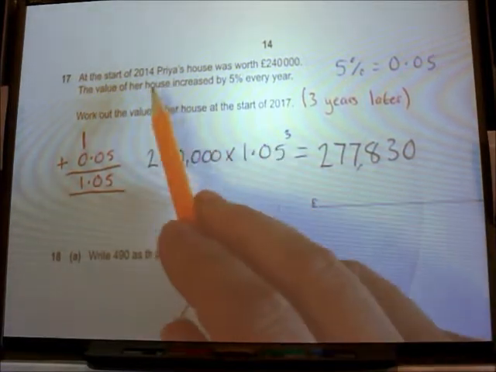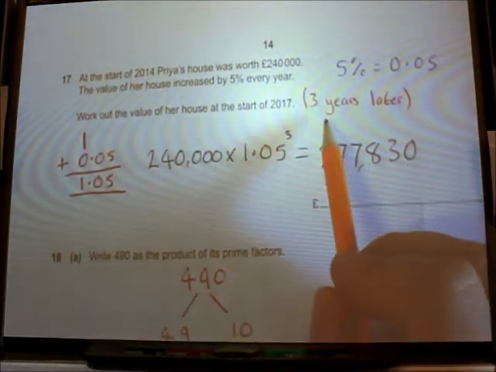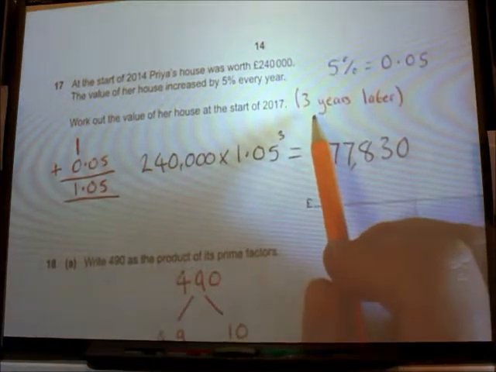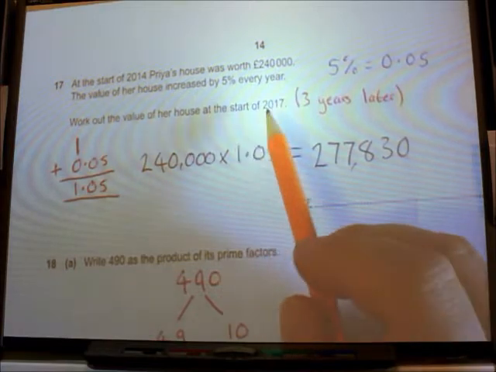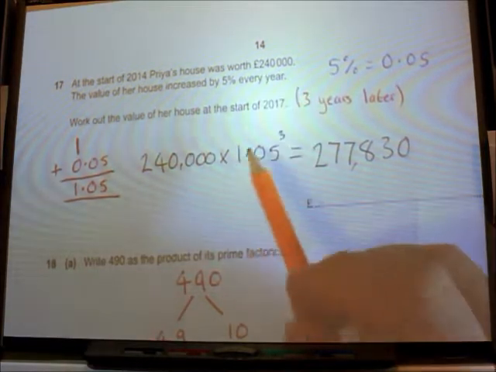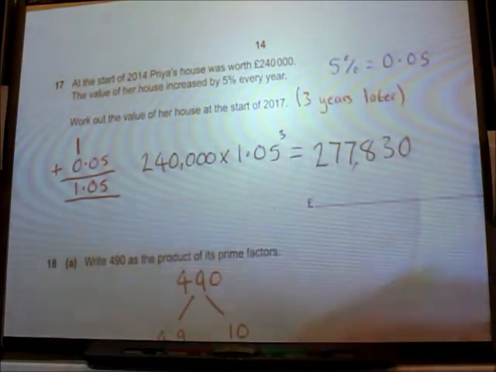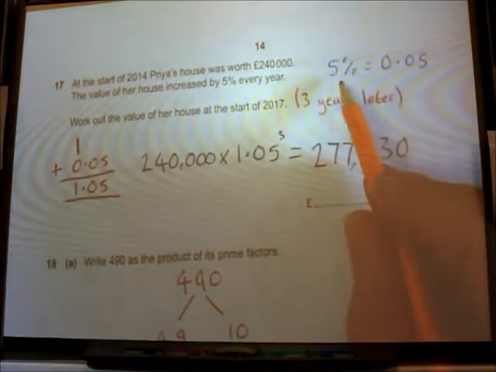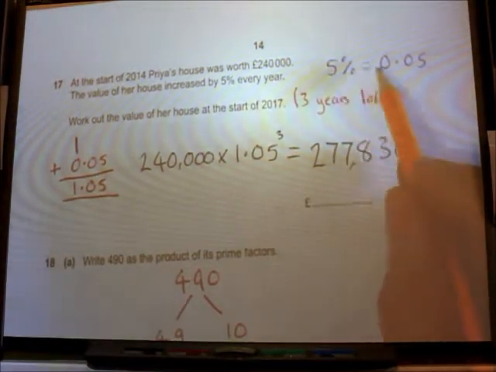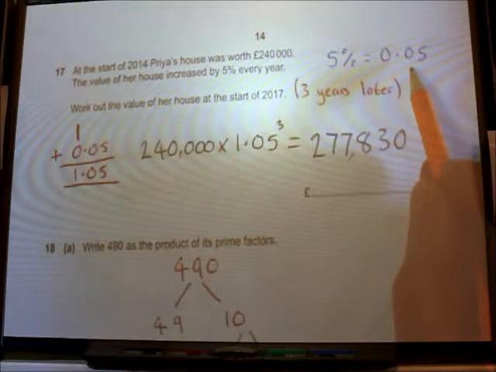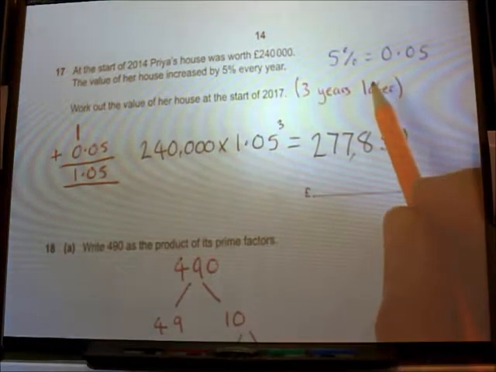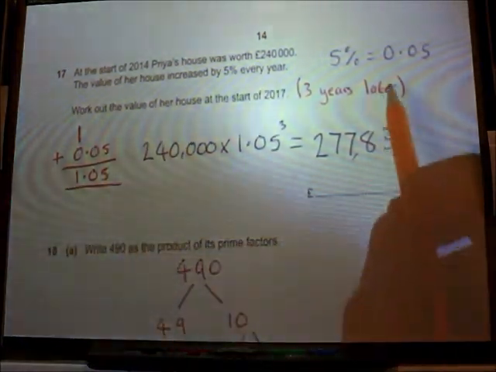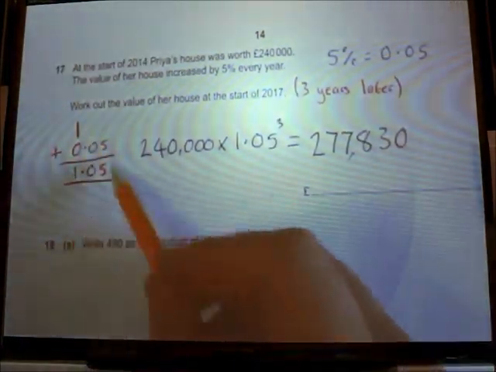First thing I did is 2014 to 2017 is 3 years later. So you need to increase this by 5%. Get a figure, increase it by 5% again, get a figure, and increase it by 5% again, get a figure. But the easier way of doing it is recognizing that 5% as a decimal is 0.05. You should have learned or should have been taught how to increase by a percentage using the multiplier method.